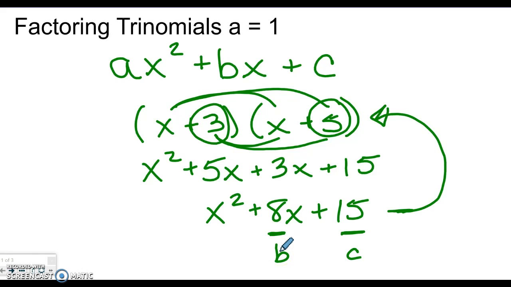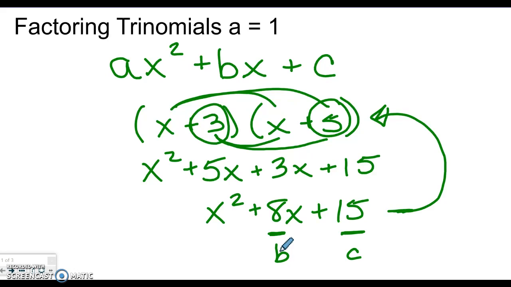Now go back to those same two numbers, positive 3 and positive 5. When I multiply them together, what do they give me? As you know, 3 times 5 is 15. Look at the number down there for C. It's 15. That will always match as well.